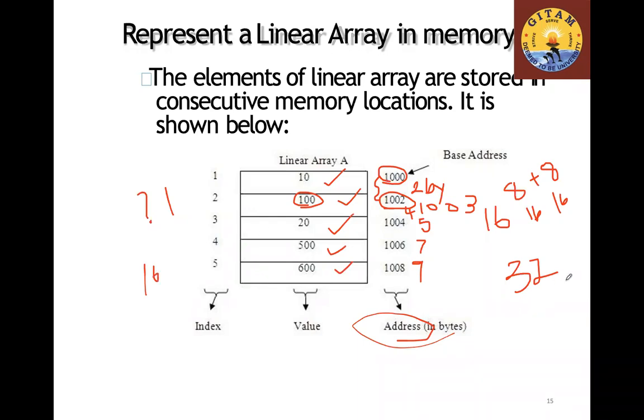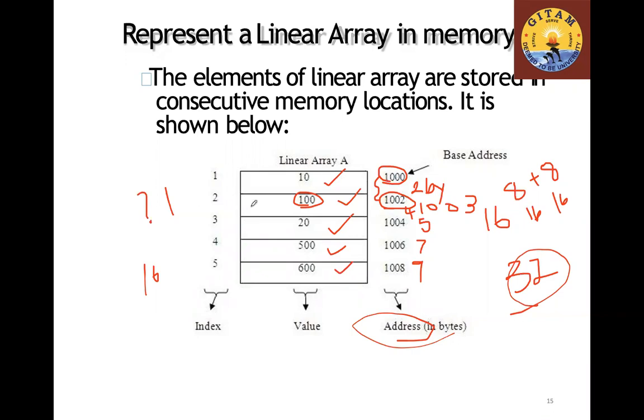But if it is a 32-bit machine, what could be the next address? 1004, 1008. Yes, that's correct. So 1004, then after 4, 5, 6, 7, the next address will be 1008. After 8, 9, 10, 11, the next address will be 1012. After 12, 13, 14, 15, the next address will be 1016. Okay.